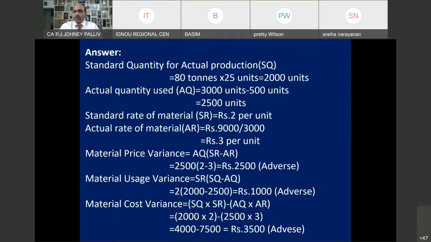Standard rate into 2000 minus 2500 is equal to 2 into 500, which is rupees 1000 minus figure, which is also adverse. Adverse means unfavorable. Now, as I told you, material cost variance is the summary of material price variance plus material usage variance. That means material price variance is 2500 minus figure. Material usage variance is 1000 minus figure. Therefore, material cost variance is 2500 plus 1000, minus 3500. Minus 3500 is adverse. Therefore, you must remember the mathematical equation. Material cost variance is the sum total of material price variance plus material usage variance.